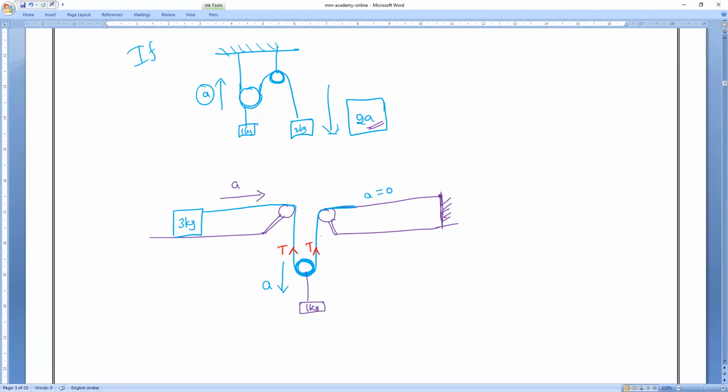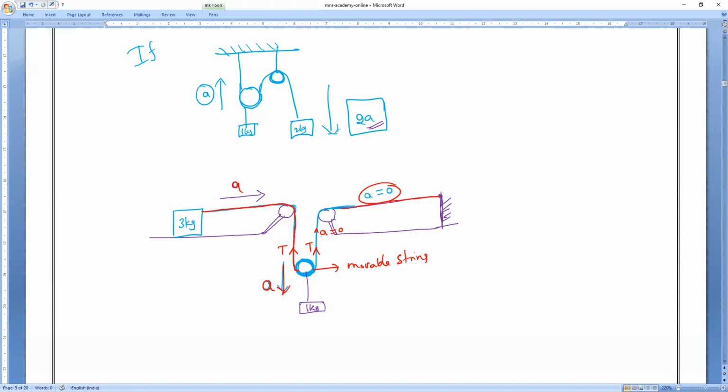Now see, this body is going in this direction, so the acceleration here is A. Here also, what is the acceleration? This is the attached string, so I consider the acceleration here to be zero. Then what about here? In this entire string, the acceleration is zero. Clear, everybody? Mobile string.